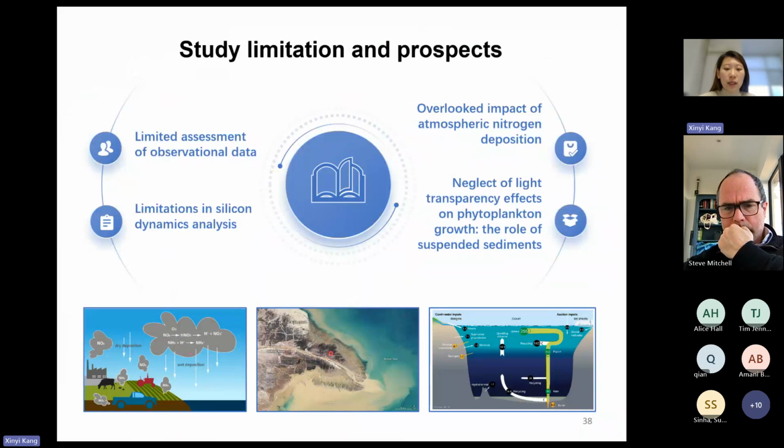And the third one, the last one, is the neglect of light transparency effects on the phytoplankton growth, because the Yellow River really shows the largest river flux with a lot of sediments. So for this kind of water, it's very turbid. And we haven't considered the suspended sediment effects on the light transparency for the phytoplankton growth.